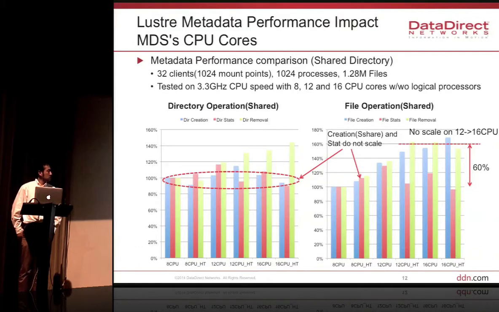File creation scales well, but we hit the performance limit at 12 CPU cores. So we didn't see much performance improvement from 12 CPU cores to 16 CPU cores. Also, the stat operation for both types, the directory operation and the file operation, didn't show much performance improvement from the number of CPU cores. So this is the CPU impact on the shared directory access.